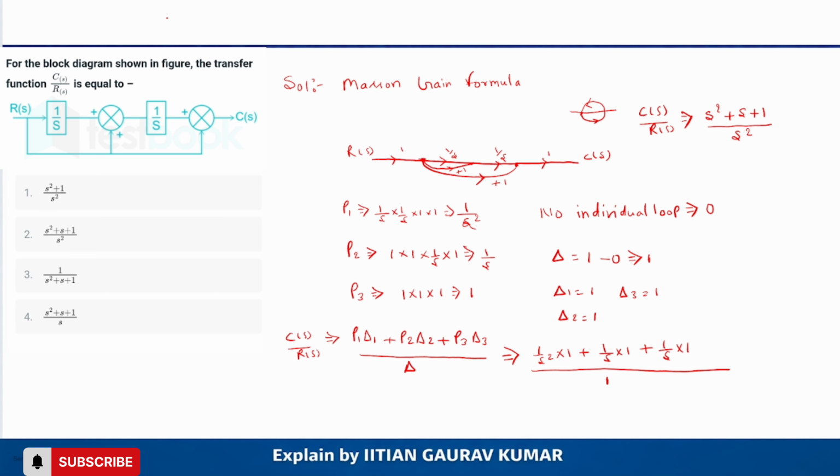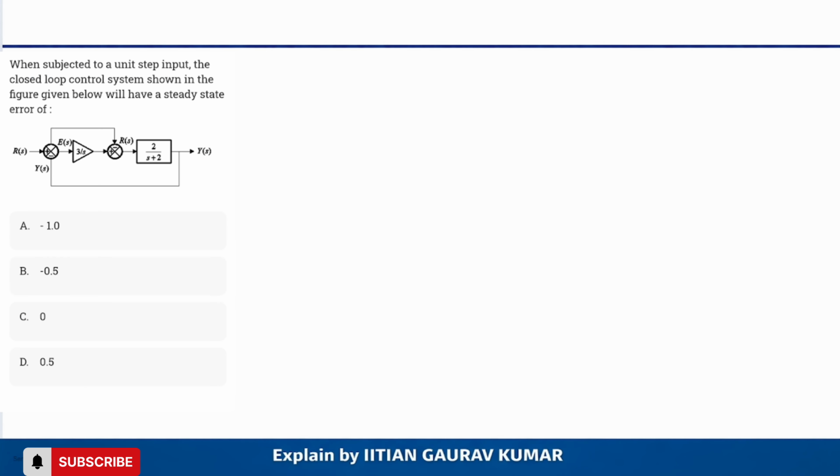The question asked is what is C(s) divided by R(s), which basically means the closed loop transfer function of this diagram. We get the transfer function (s squared plus s plus 1) divided by s squared. So which option is correct? Option number 2 is the correct answer. I hope you also solved this problem previously and got it right like me. So let's come to the next question. This question is also asked by GATE.